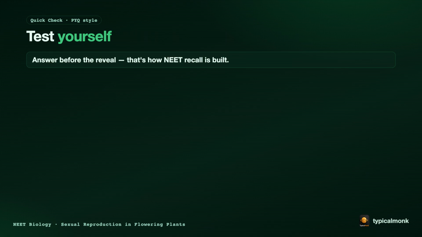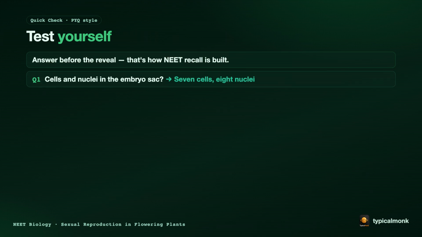Now test yourself. Answer each one before it is revealed. Answer first. That is how you build strong NEET recall. Question 1. How many cells and nuclei in the embryo sac? Answer: 7 cells, 8 nuclei.